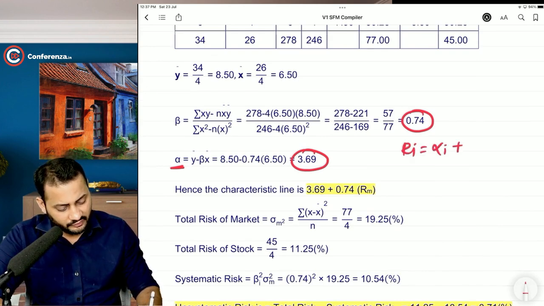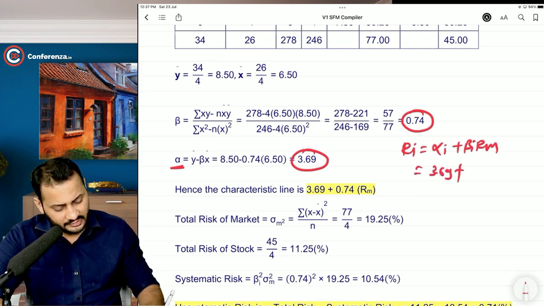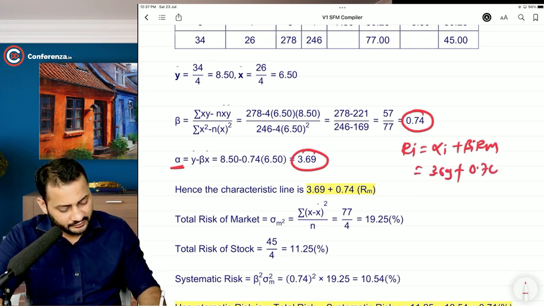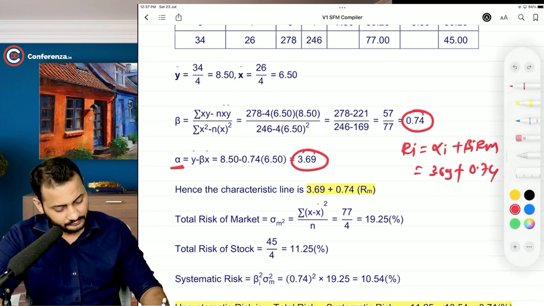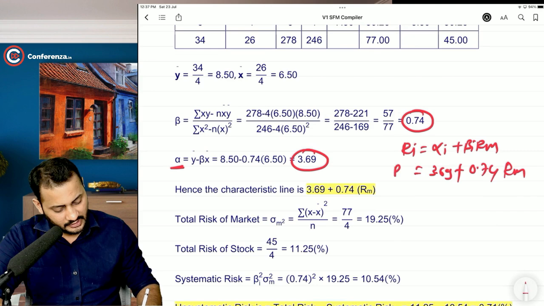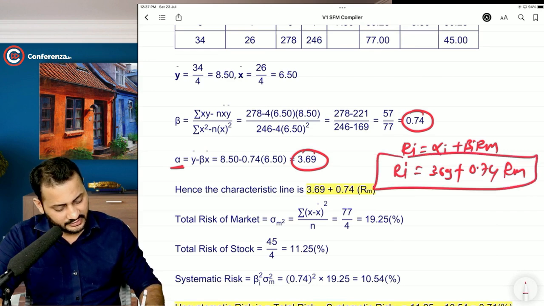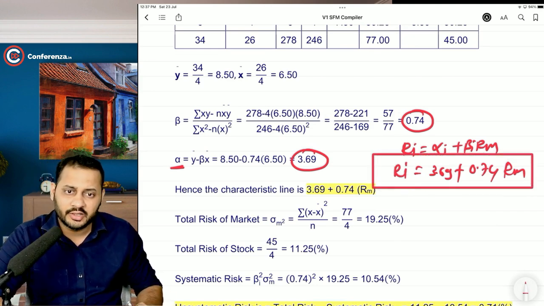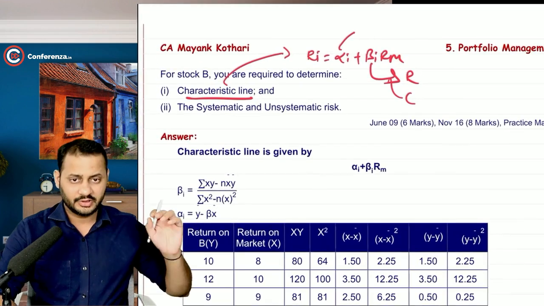Ri is equal to alpha I plus beta I Rm. Our alpha was 3.69 with the previous data and 0.74 with the beta. So Rm, Ri. This is your final securities characteristics line. Do you agree with this thing? Answer to the characteristics line.